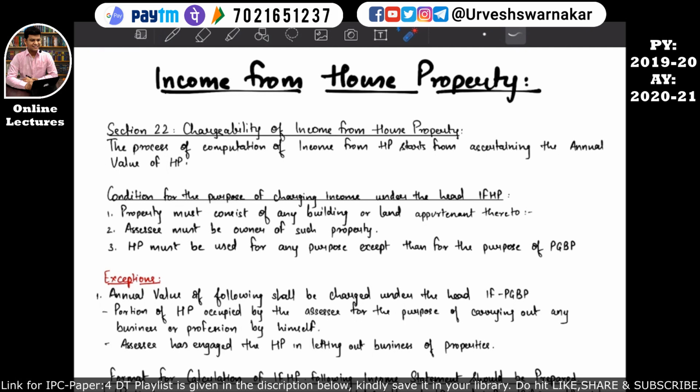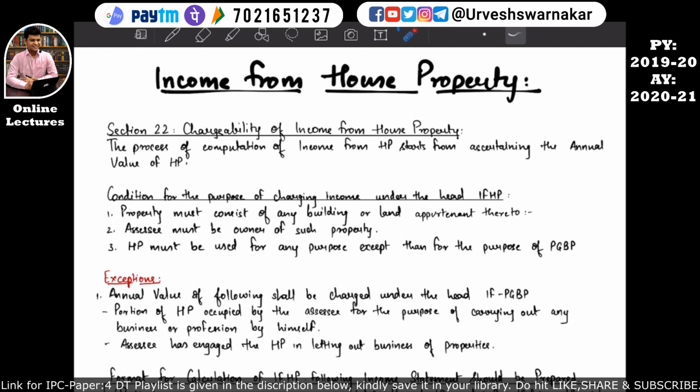But there is a condition that such house property must be used for any purpose other than, that means except, for the purpose of business. If such house property is used for the purpose of business, that is PGPP, then this exception will be applicable and the annual value of the following shall be charged under the head income from PGPP. I hope this is quite clear by now. So I hope you all are able to identify whether a property will be house property or not.